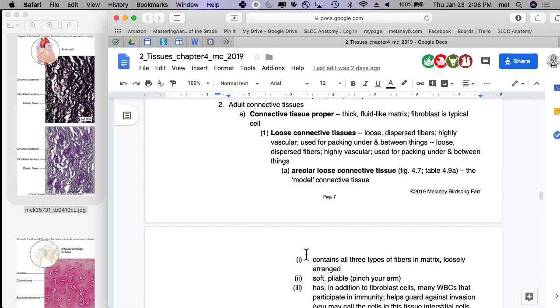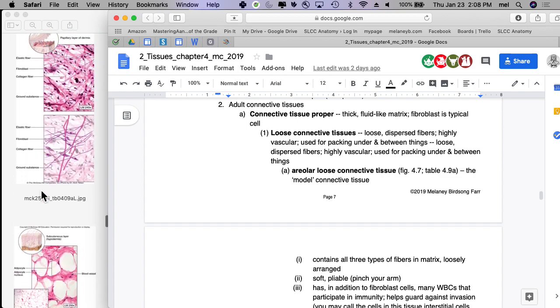Okay, so the loose connective tissues usually have more space, more ground substance, a lot more. You don't tend to see the fibers bundled as much. And so they're really, really common, not super duper strong comparatively. They're usually really vascular. They've got lots and lots of space for blood vessels to be running through them. And they're kind of used for packing under and between things.